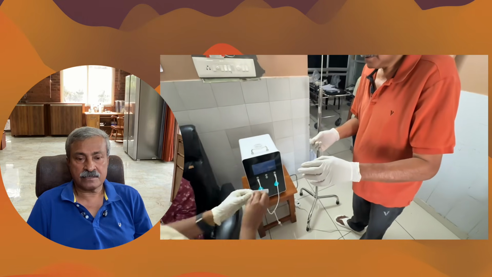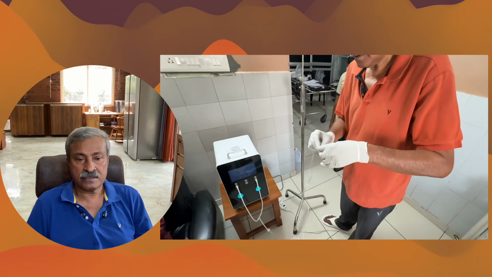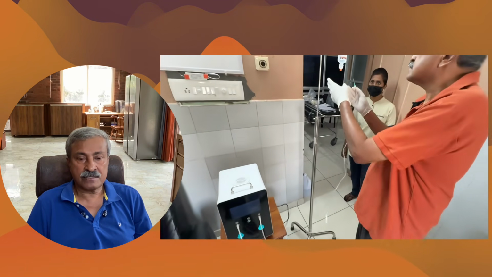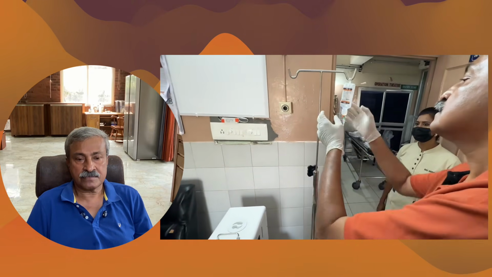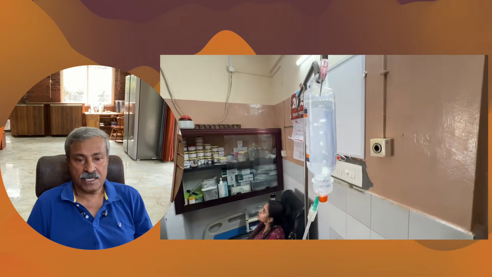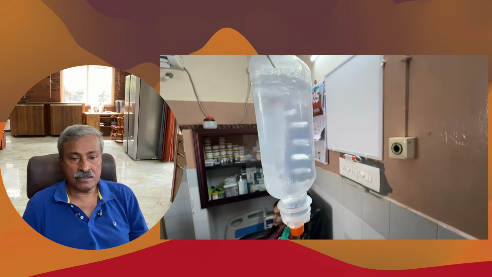We connect a saline set, a needle, to the tip of the set, and this is pushed in, and we can see that hydrogen is bubbling into the bottle.